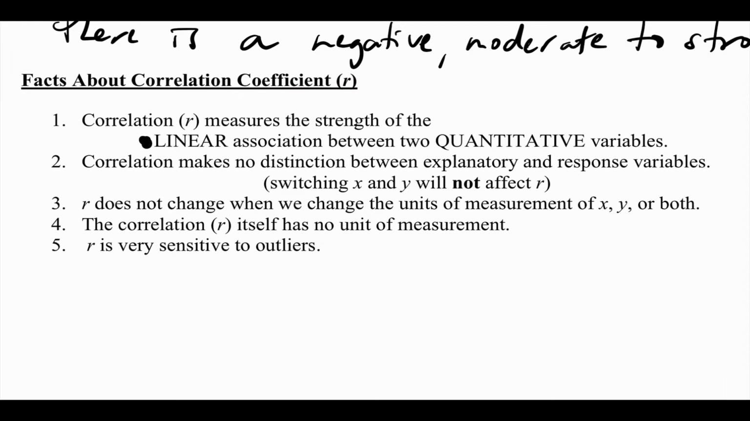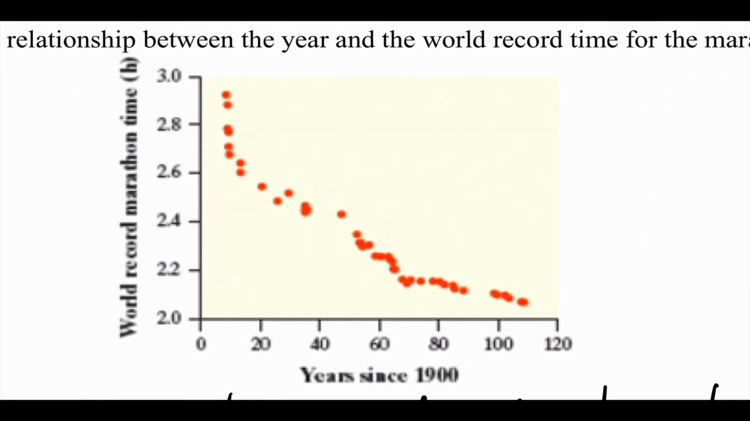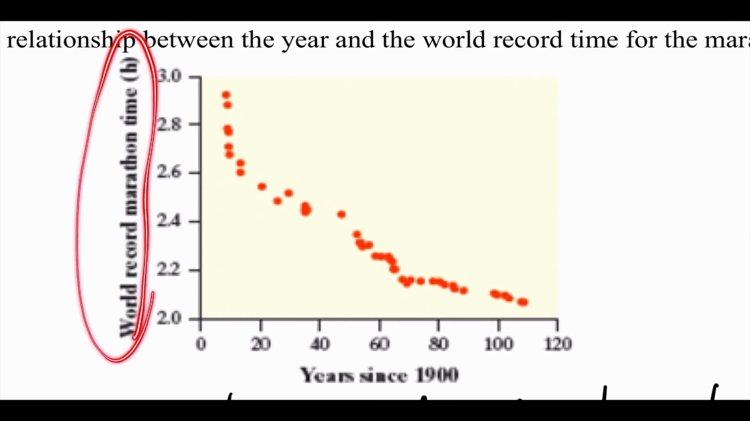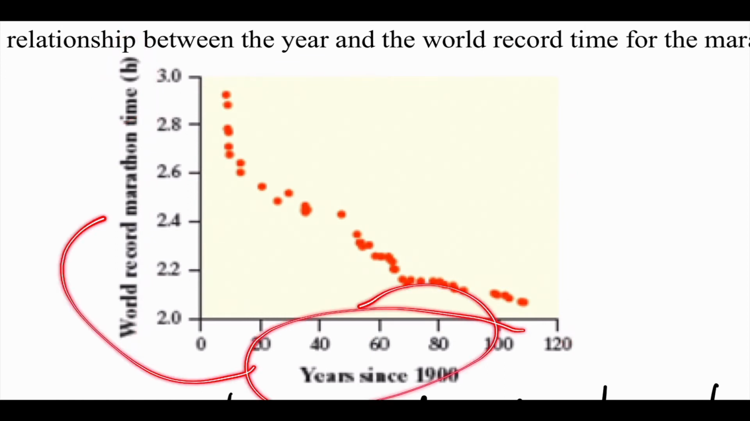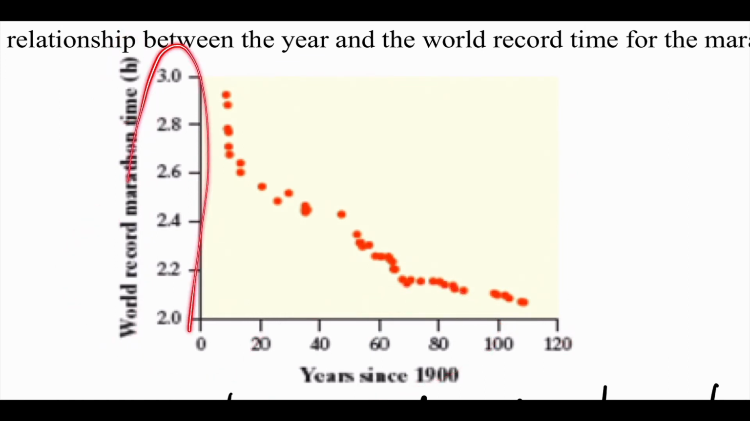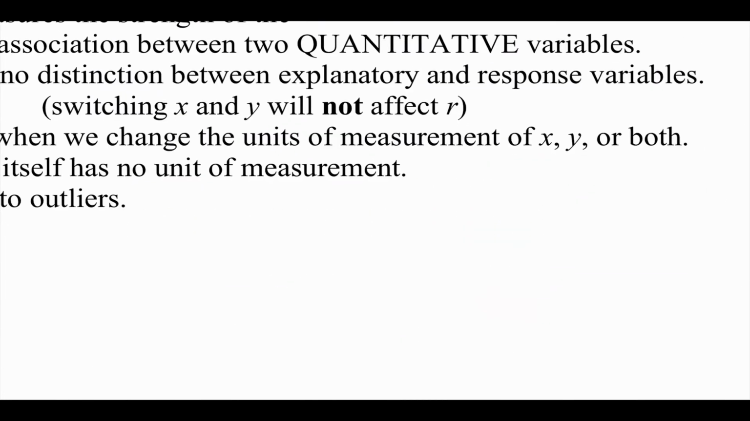Okay, number 2: correlation makes no distinction between explanatory or response. So, for example, if I were to flip-flop them, take these and move them over here, and take these and move them over here, and do the opposite, R would still be the same. The graph would look different, but it still would be the same R because the strength is still the same.